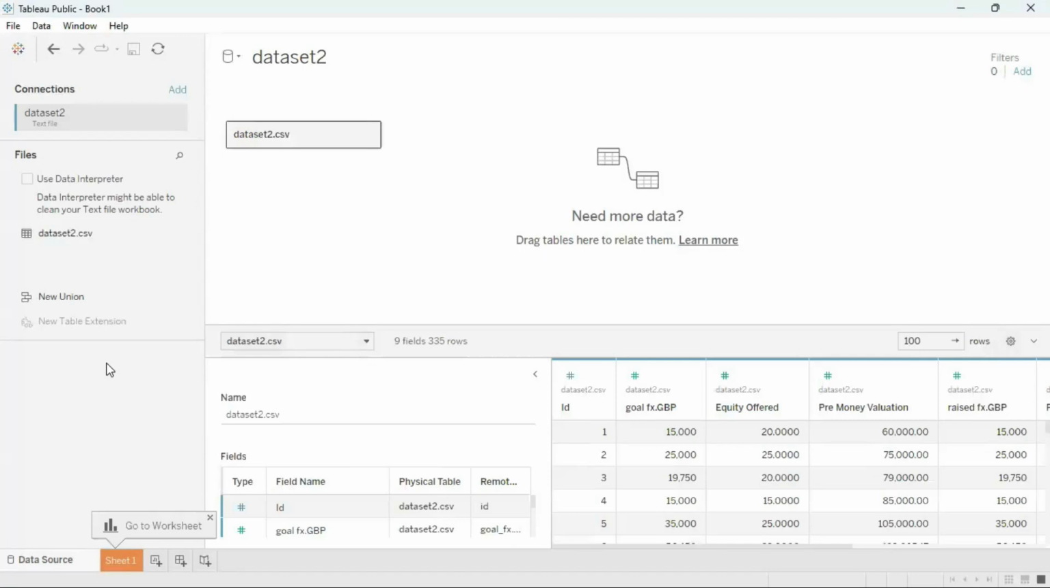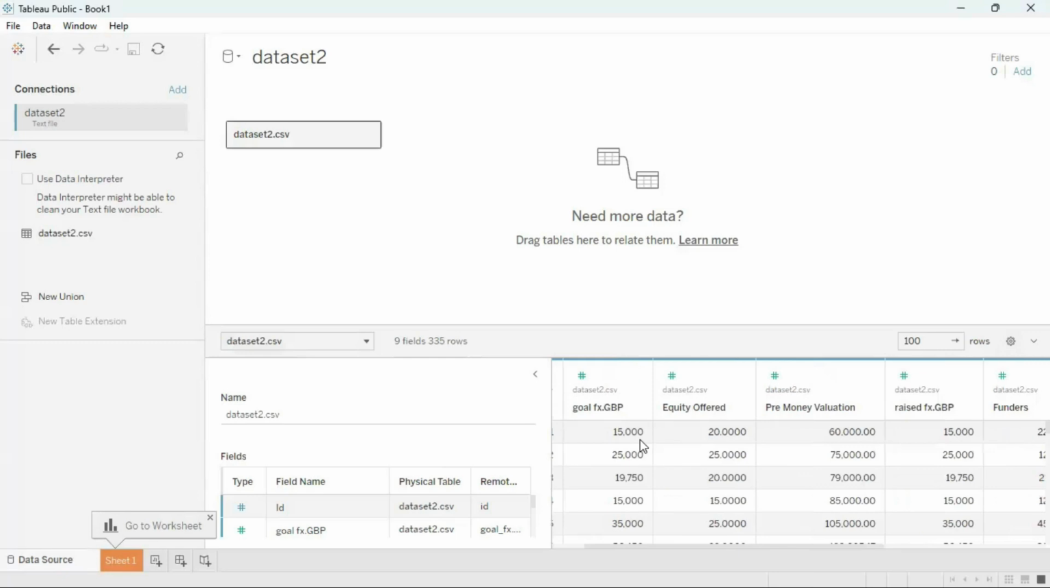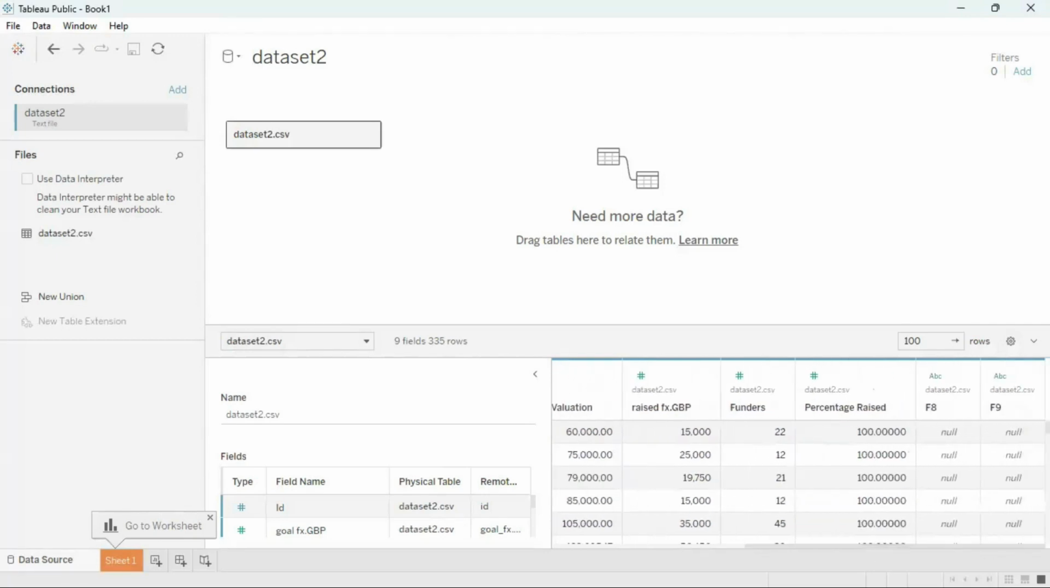Now that the data set has been loaded, you can see here that there are some attributes like ID, the amount that is targeted to be raised in pounds, the equity that is offered, the pre-money valuation, and how much money was actually raised in pounds. And also other attributes like the number of funders, the percentage raised as well for that particular startup.